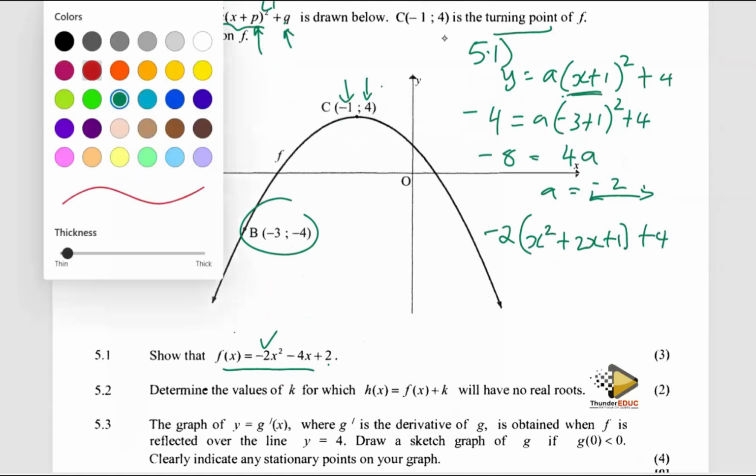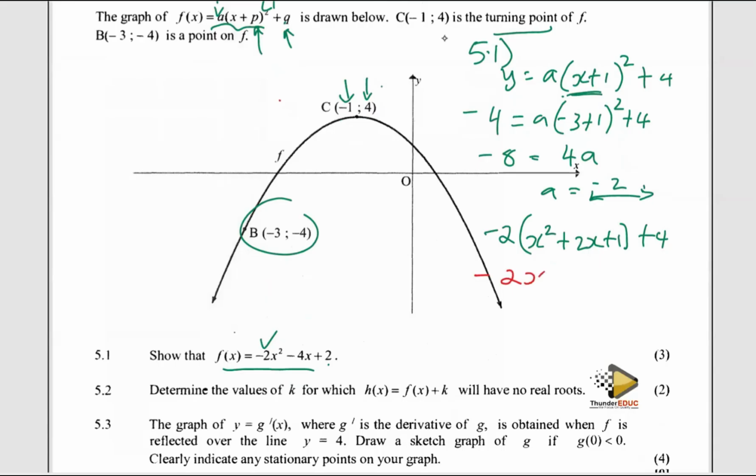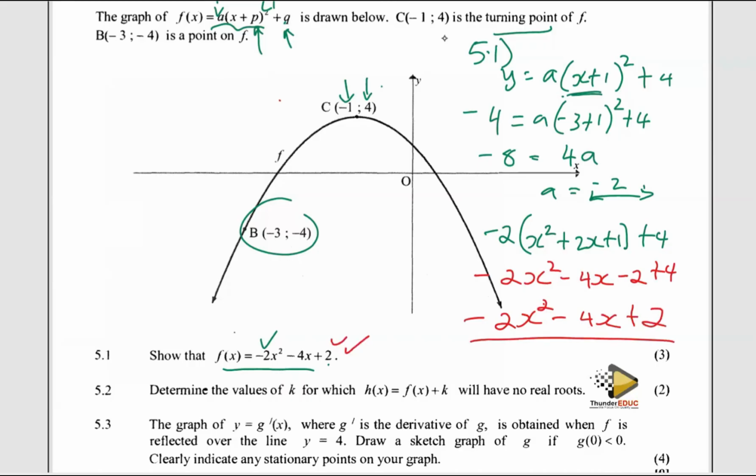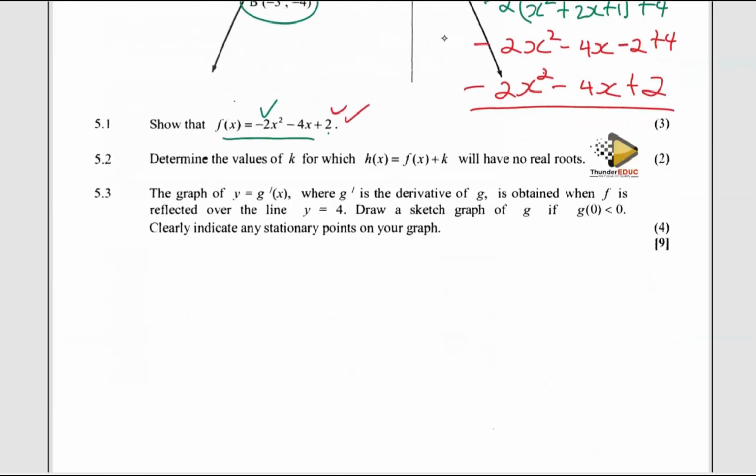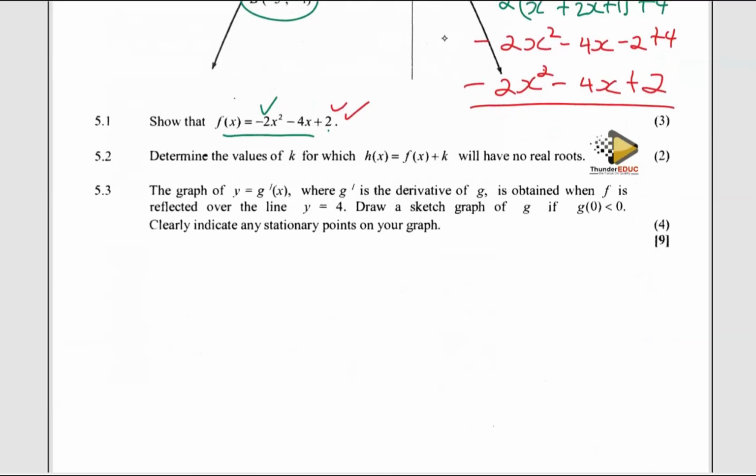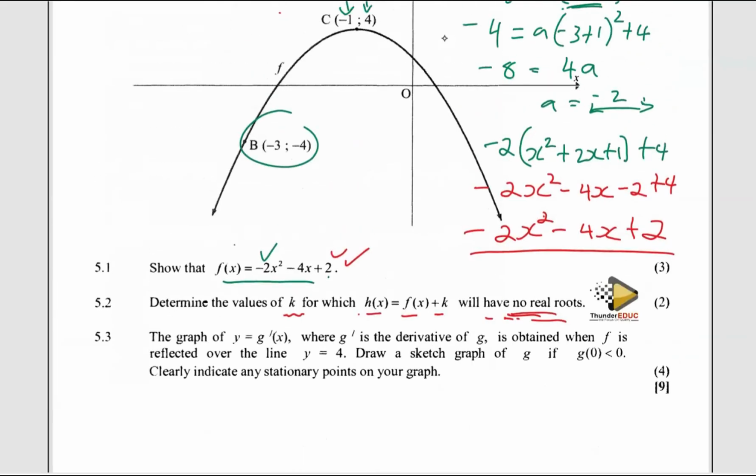Let me open the bracket using 2. So it's negative 2x squared minus 4x minus 2 plus 4. So negative 2x squared minus 4x plus 2. I think that's what the question gave us. Okay. And then 5.2, can you determine the values of k for which h of x is equal to f of x plus k will have no real roots? So this is going to be like, is it more like a difference? So, no, not a difference, but it's more like the nature of roots.